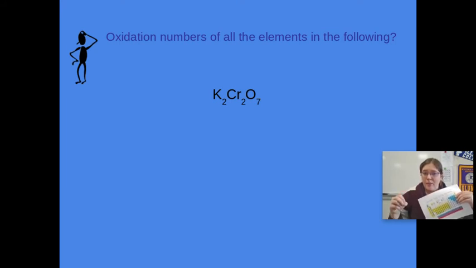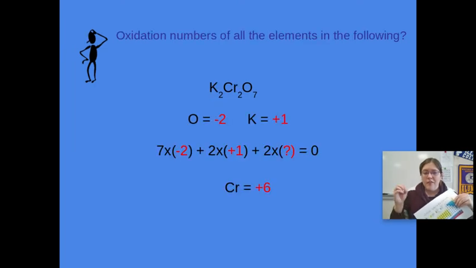So if I take -12 divided by 2, or just 12 divided by 2, since this is a negative, it's got to be a positive to get me to equal 0. So 12 divided by 2 gives me 6. So I know that each one of those chromiums has to have an oxidation number of 6, right?